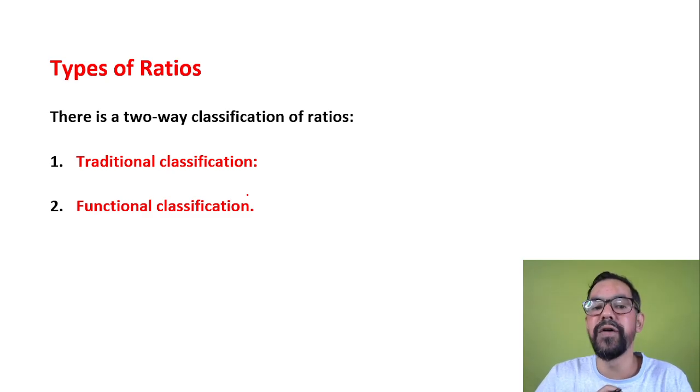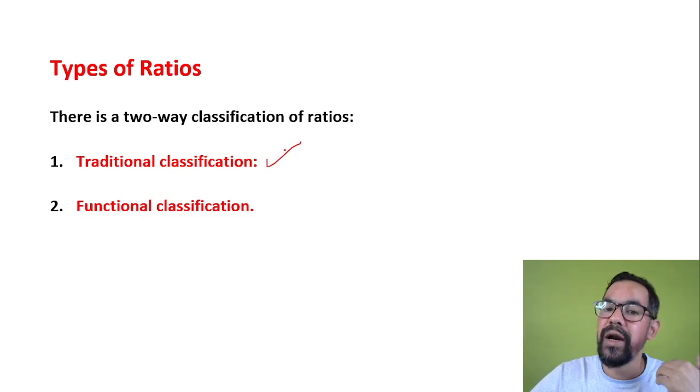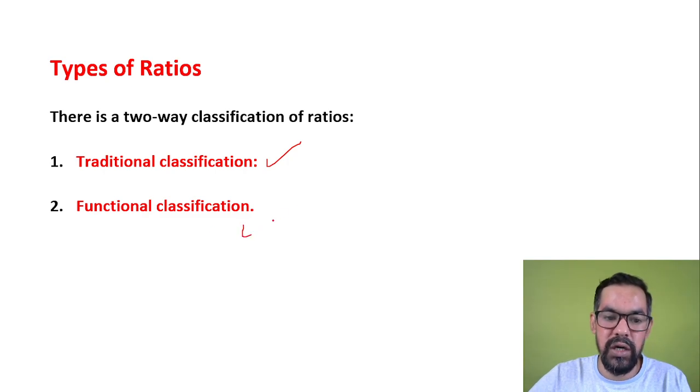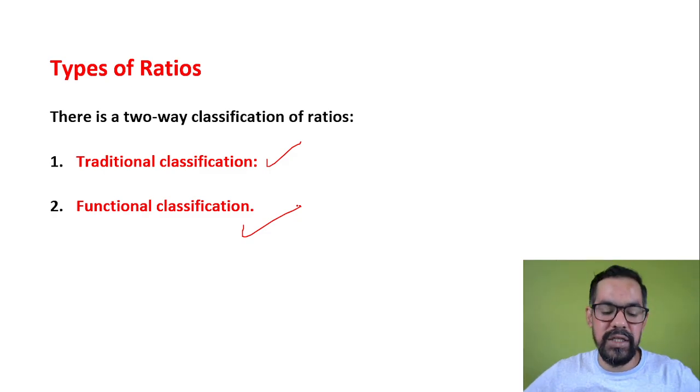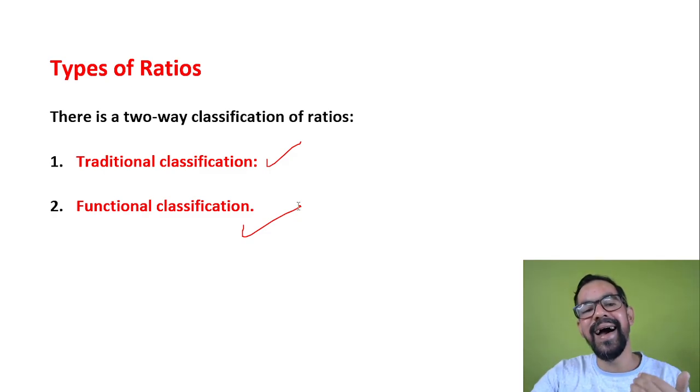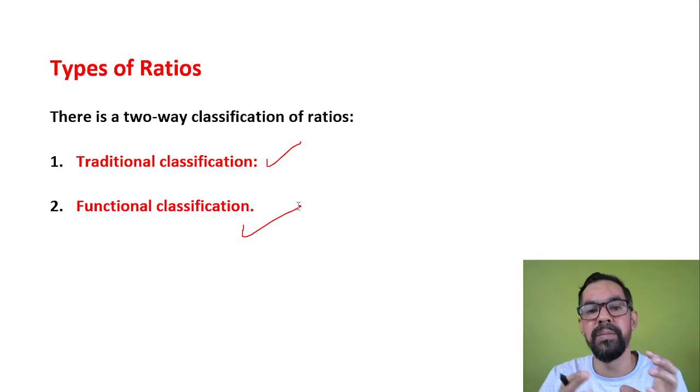Now if you talk about the types of ratio analysis, these are further categorized into two parts. One is the traditional classification. Nowadays we do not use the traditional classification, we use the functional classification. In the traditional classification, we have three different ratios: the balance sheet ratio, the statement of profit and loss ratio, and the composite ratio, which is a combination of the balance sheet as well as the P&L account.